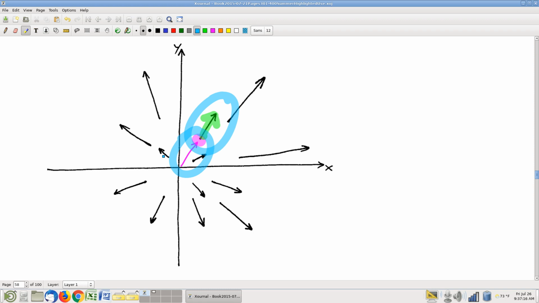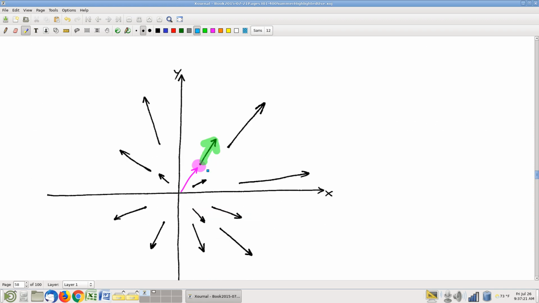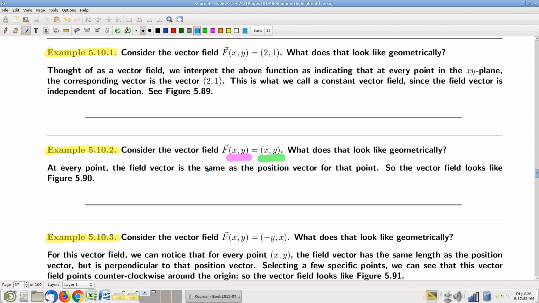So it's kind of weird. This seems a surprisingly complicated picture. It's radial and it's magnifying or something, and it doesn't somehow seem quite right, given that the formula for this vector field is so simple. But anyway, that's what it is.